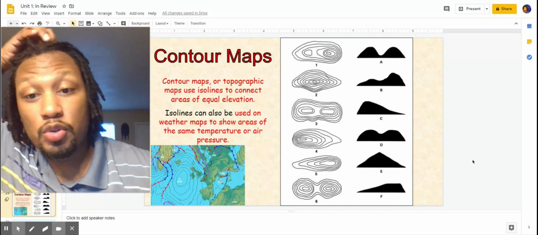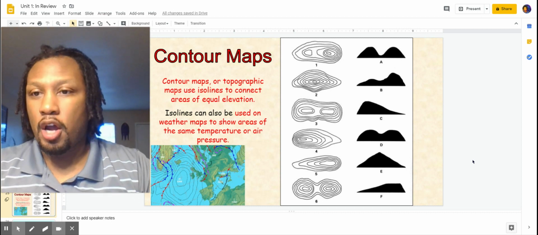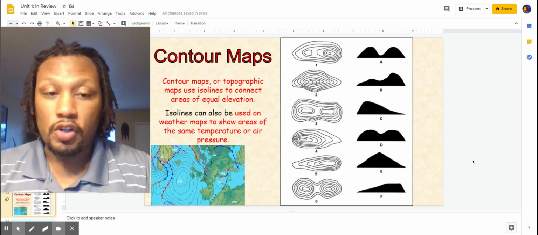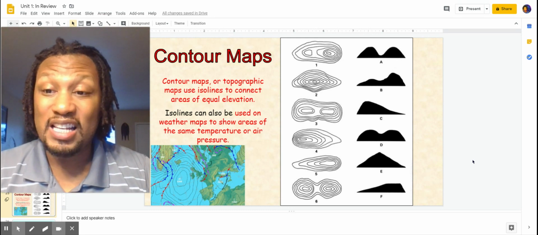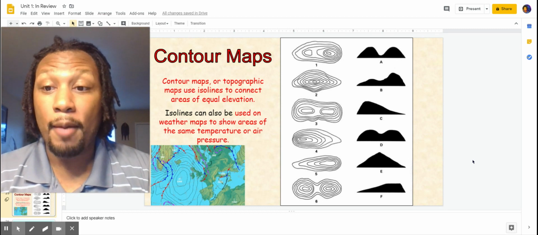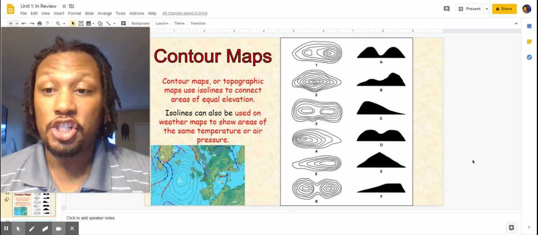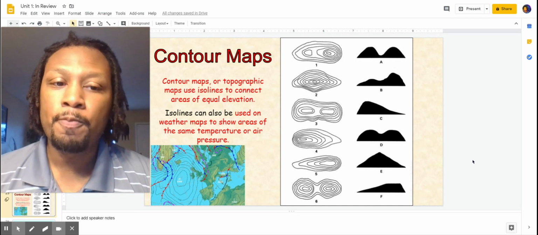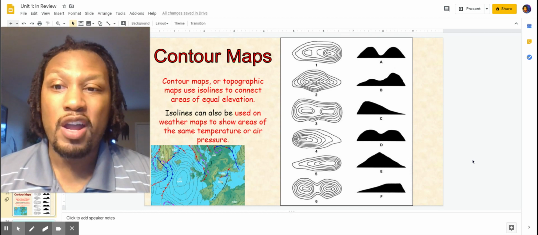Isolines can also be used on weather maps to show areas of the same temperature or air pressure. All right, so that makes sense to us. So if we're looking at the image to the right, what I'm asking you to do now is take the information that I just shared with you and drew for you, and try to pair the correct answers.